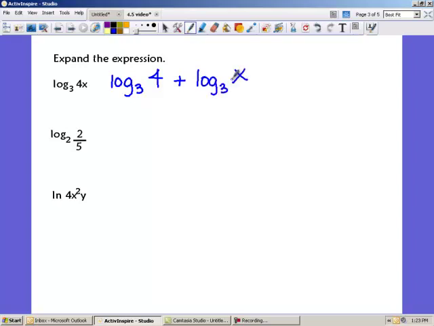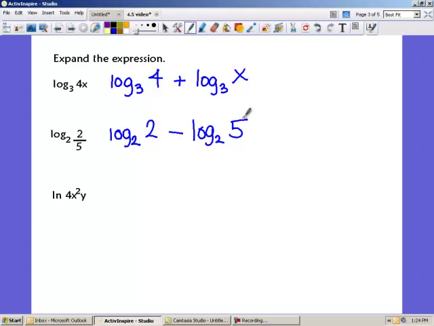And that's it. Okay, the second one, I'm doing the log base 2 of 2 divided by 5. Division, we take the log base 2 of the top number, subtract the log base 2 of the bottom number, and we're done.